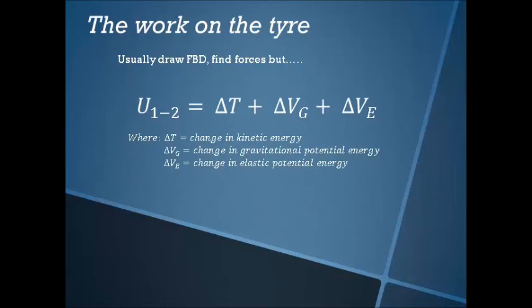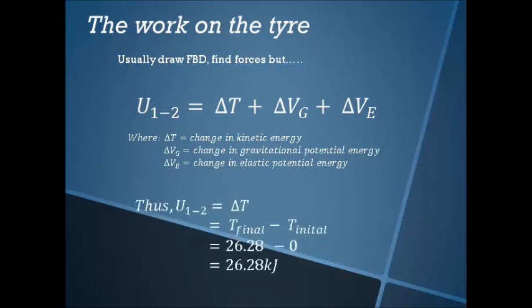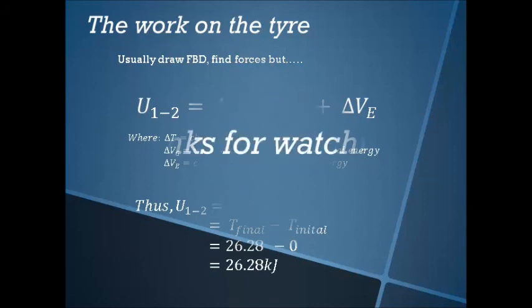So only the kinetic energy of the tyre changes, and since it has zero kinetic energy when starting from rest, the change is just equal to the value we calculated before, 26.28 kilojoules. The benefit of using an energy approach to solving problems is that it allows us to avoid finding any forces on the body, which can get rather tricky.